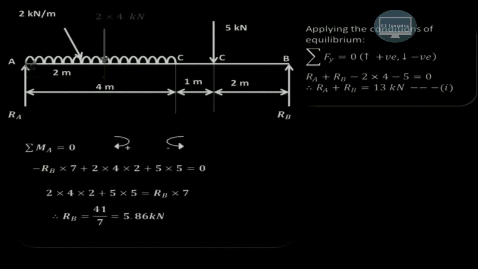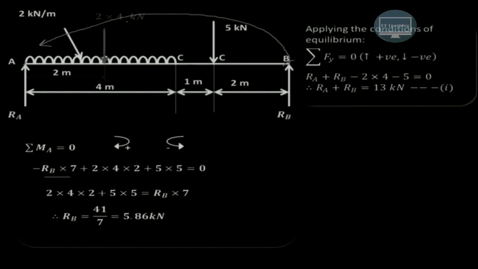Now we'll take the moment about A. So summation of moment about A is equal to 0. That is the second condition of equilibrium, considering clockwise moments positive and anti-clockwise moments negative. So we can start with this particular Rb. Rb will have, if you see, an anti-clockwise moment. So therefore that is negative. And the perpendicular distance from B up to point A is 7. So that is 2 plus 1 plus 4, that is 7. So minus Rb into 7, that is our first term.